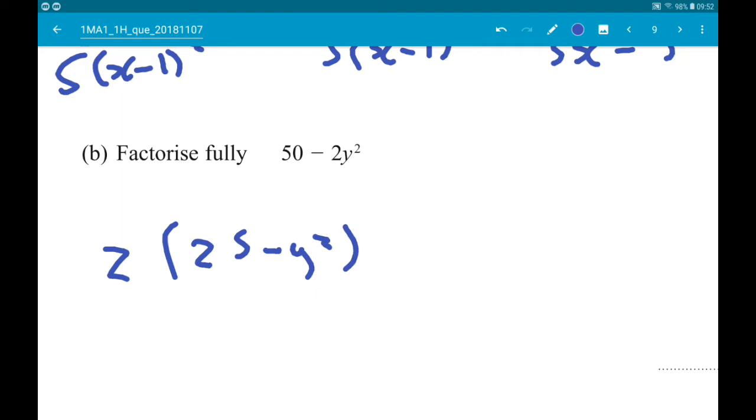Now 25 minus y squared is a difference of 2 squares. So we can now say this is 2 times (5 plus y) times (5 minus y).